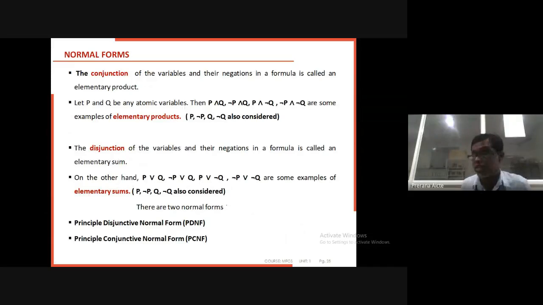And the next one, normal forms. It is an important one. We have two normal forms: principal disjunctive normal form and principal conjunctive normal form. Before discussing these two normal forms, we need to know what elementary products and elementary sums are. The conjunction of the variables and their negations in a formula is called an elementary product. Let P and Q be two propositions. The conjunction of these two variables, either in normal form or negation form, we call an elementary product. Similarly for disjunction: if you combine variables, either P, Q or negation P or negation Q, using disjunction, it is called an elementary sum.